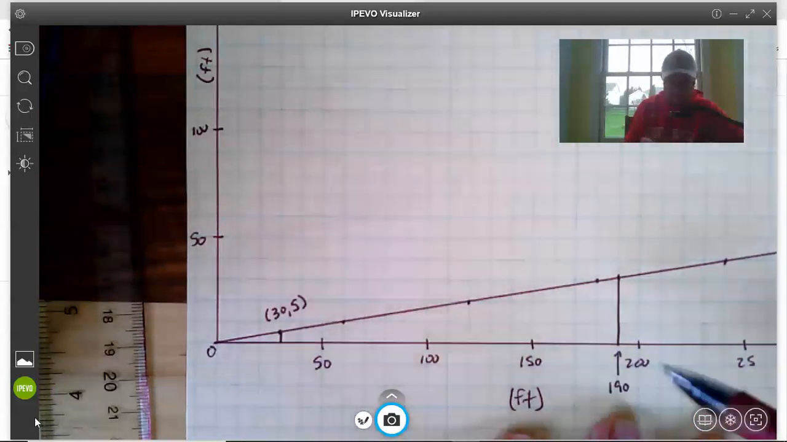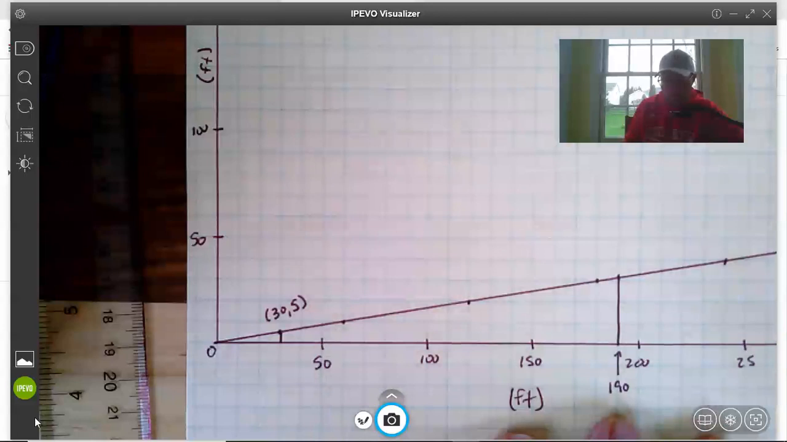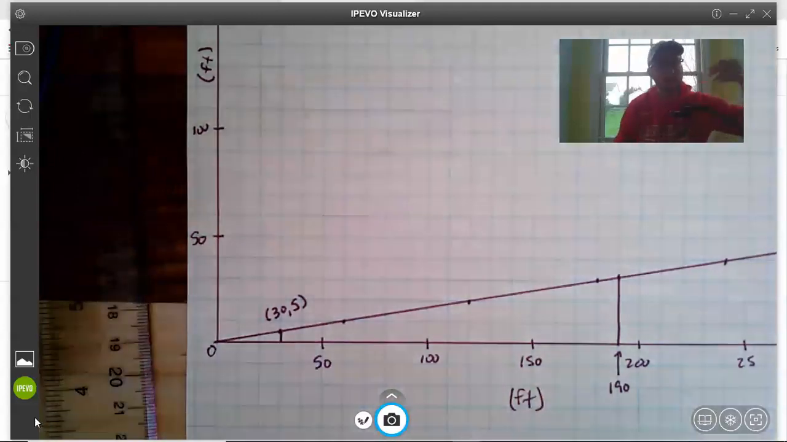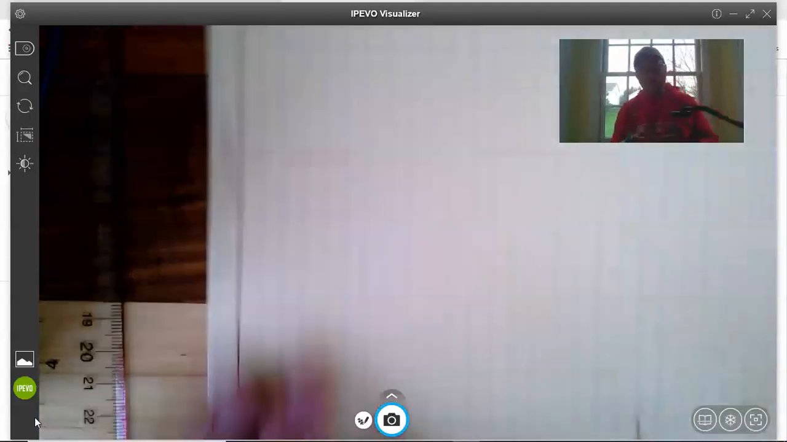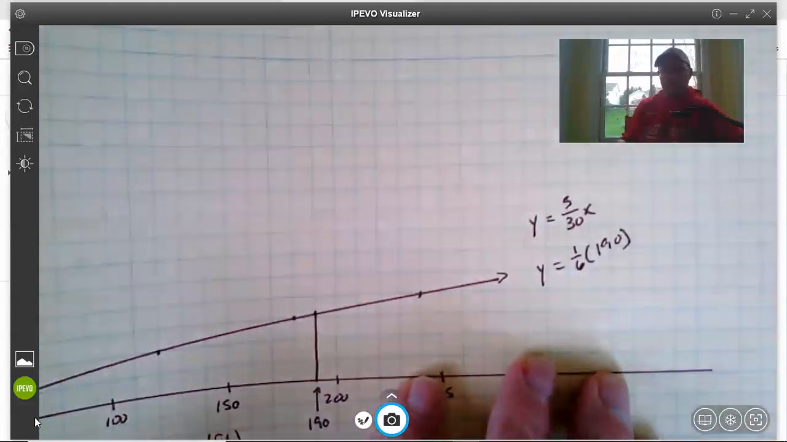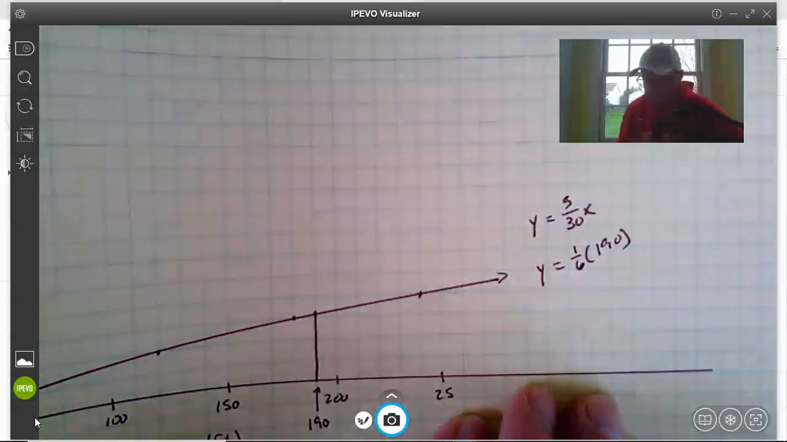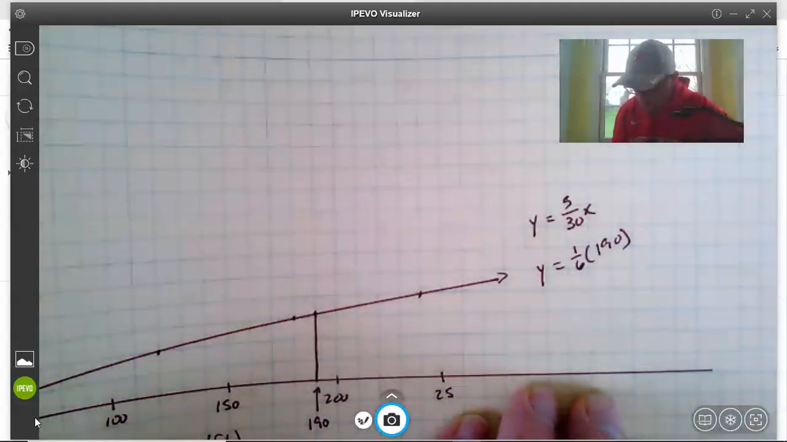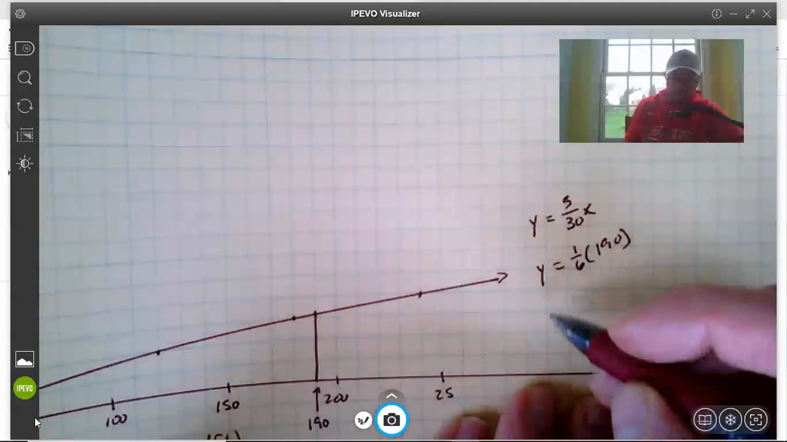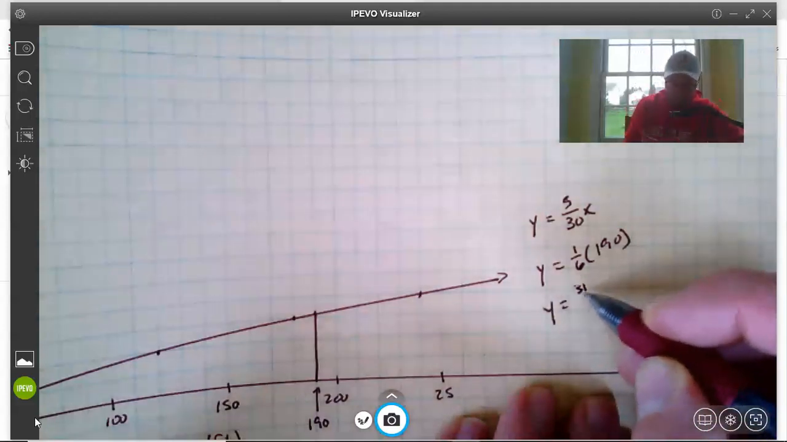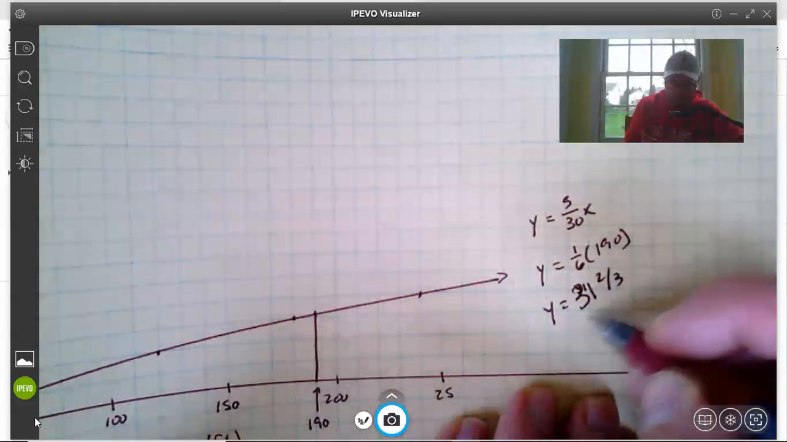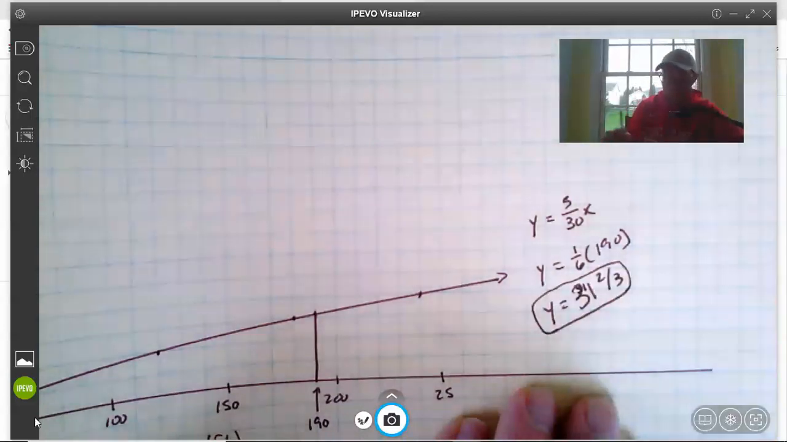And if we are 190, 5 over 30 is really 1 over 6 times 190. Oh, way off screen here. 190 times 1 over 6 is 31 and 2/3. 31 and 2/3 for the height of the street lamp.